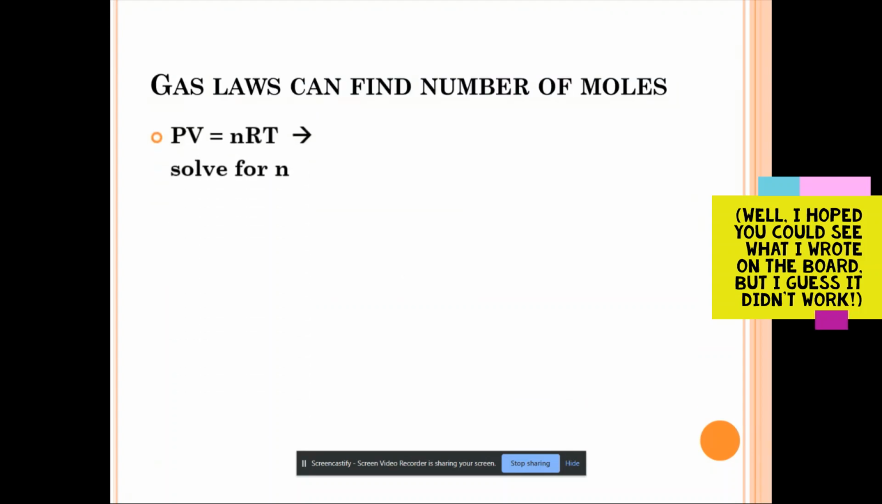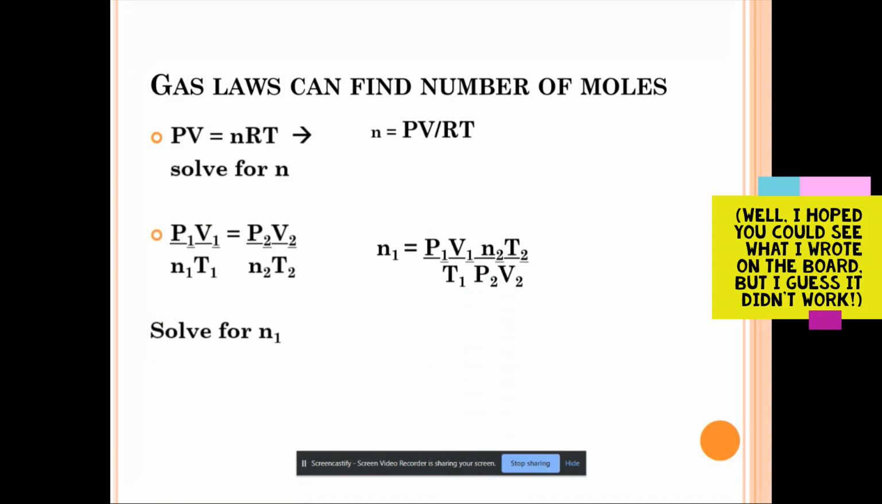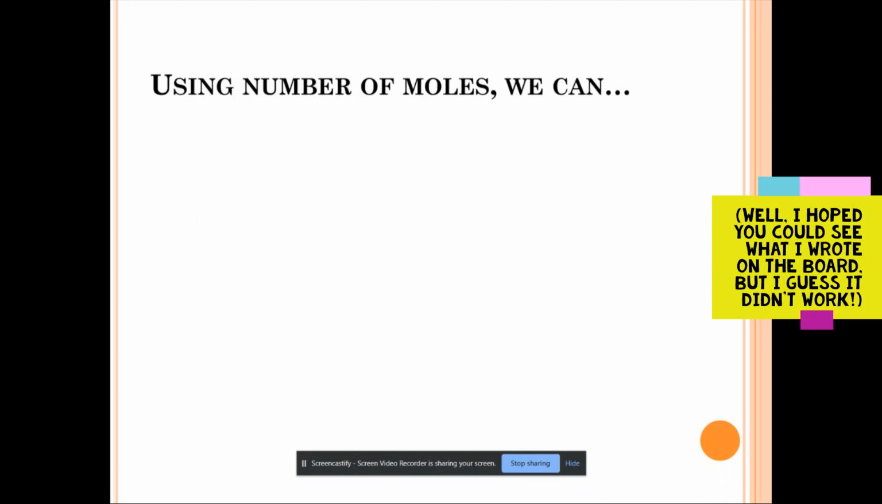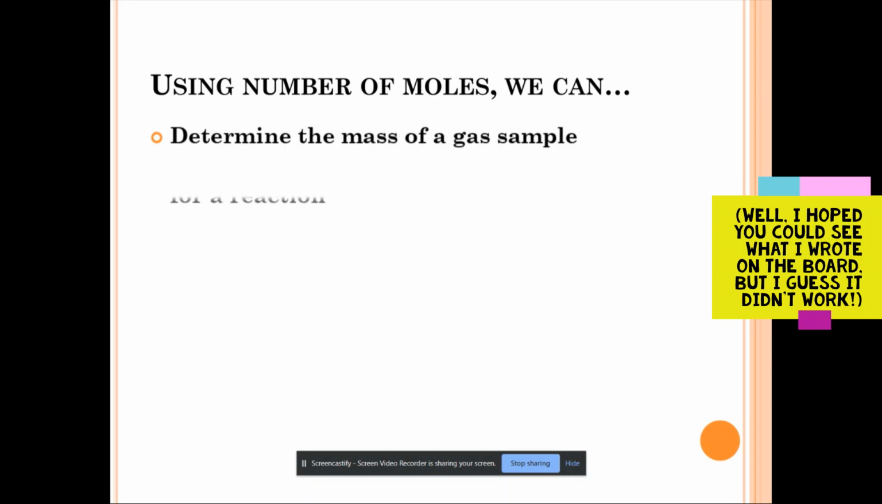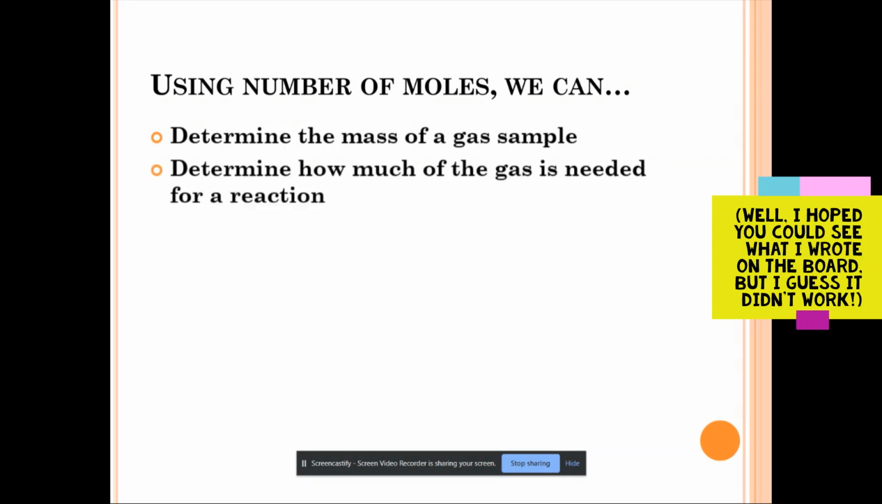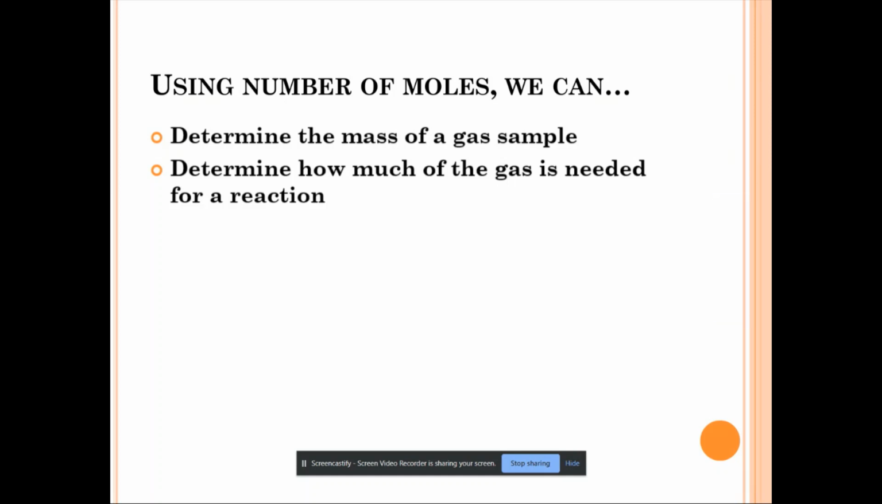So, you can find number of moles using PV equals nRT, of course. You can even solve this big equation for number of moles, either n1 or n2. And of course, using number of moles, we can determine the mass of a sample if we know what the gas is. If you have 2 moles of oxygen gas, you know that would weigh 64 grams, right? It's 32 grams for 1 mole. If you have 2 moles, it would be 64.